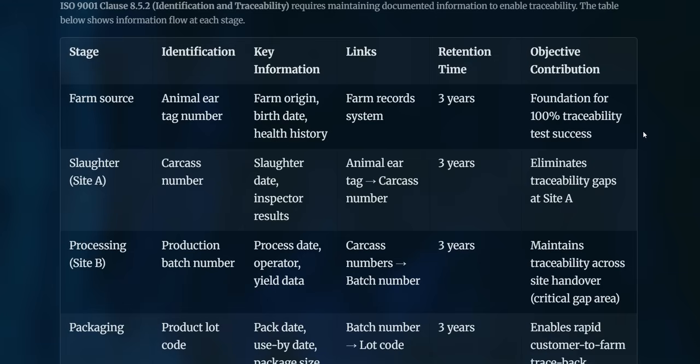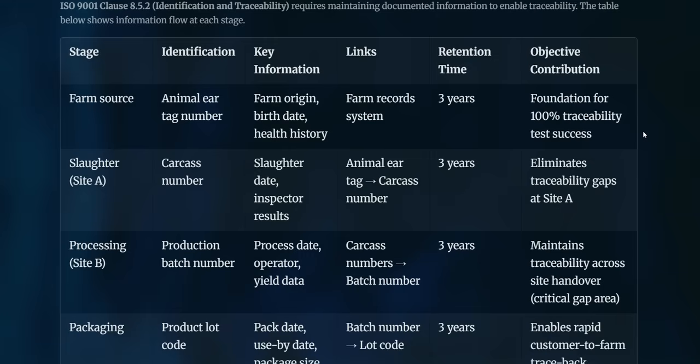The second stage is slaughtering at site A. Identification needed here: carcass number. The key information to be included: the slaughter date and inspection results. The link here must connect the animal ear tag and then the carcass number. The retention time of this information is 3 years. And the objective contribution here is eliminating traceability gaps at site A.